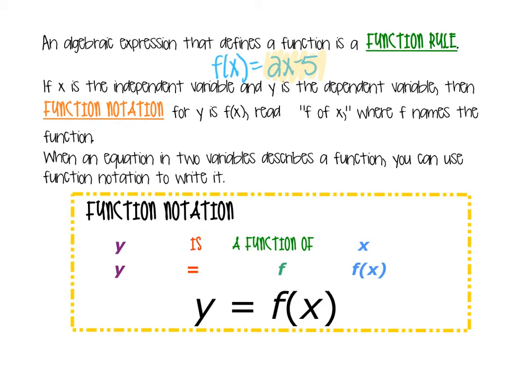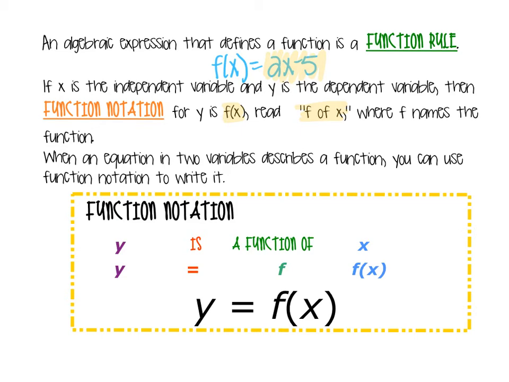So again, x is going to be our independent variable, and y is our dependent variable. Then the function notation for y is this notation here, which you've seen, which we read as f of x, meaning that this is a function of x. The f piece just names the function, because we're going to get to a point where we may be using more than one function, so we can use any letter to describe it. And then the x just tells us what our independent variable is, so what we're going to be substituting in.